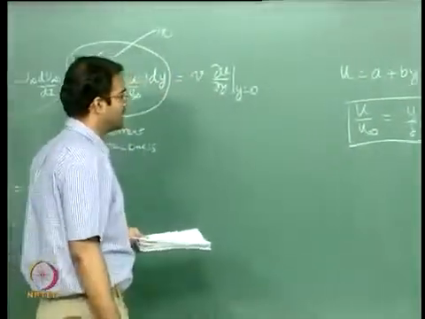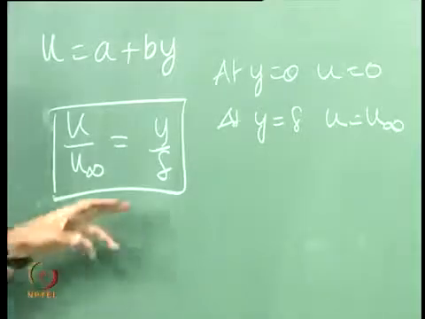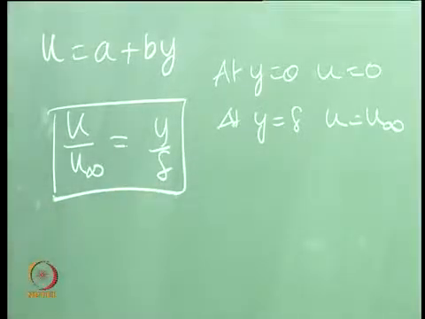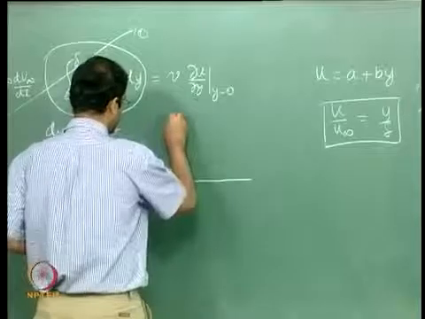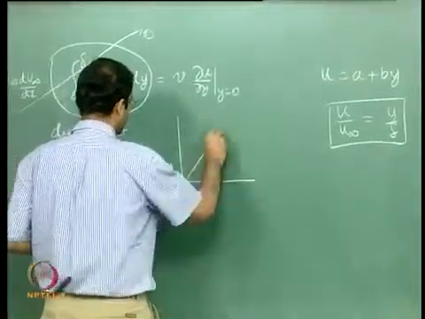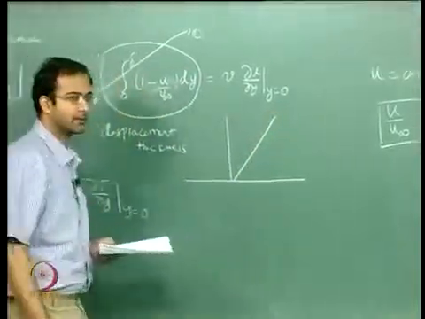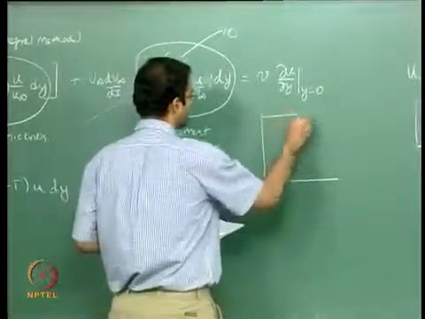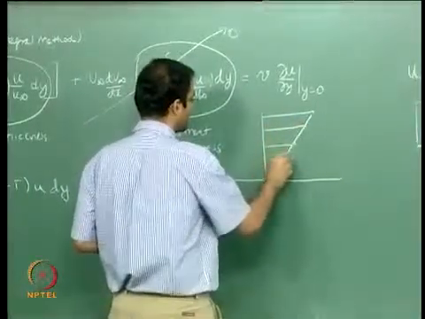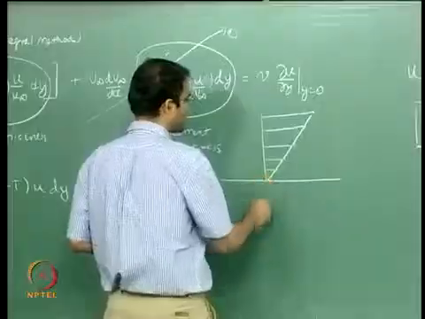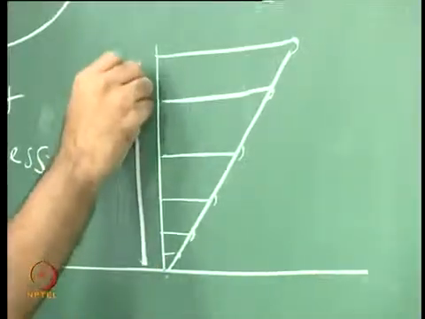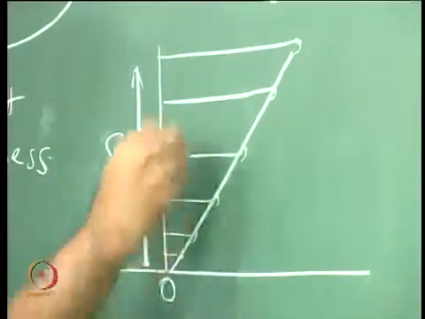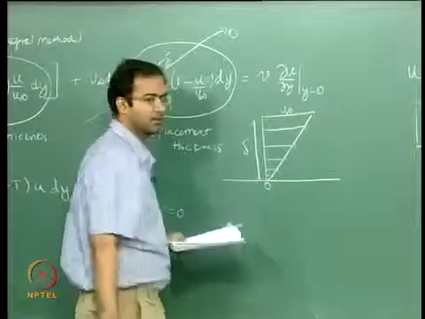When we use the linear profile, that means we assume that the variation in the boundary layer is completely like this, which is totally unlike the solution that Blasius got. This is your delta, and this varies from 0 to u infinity.